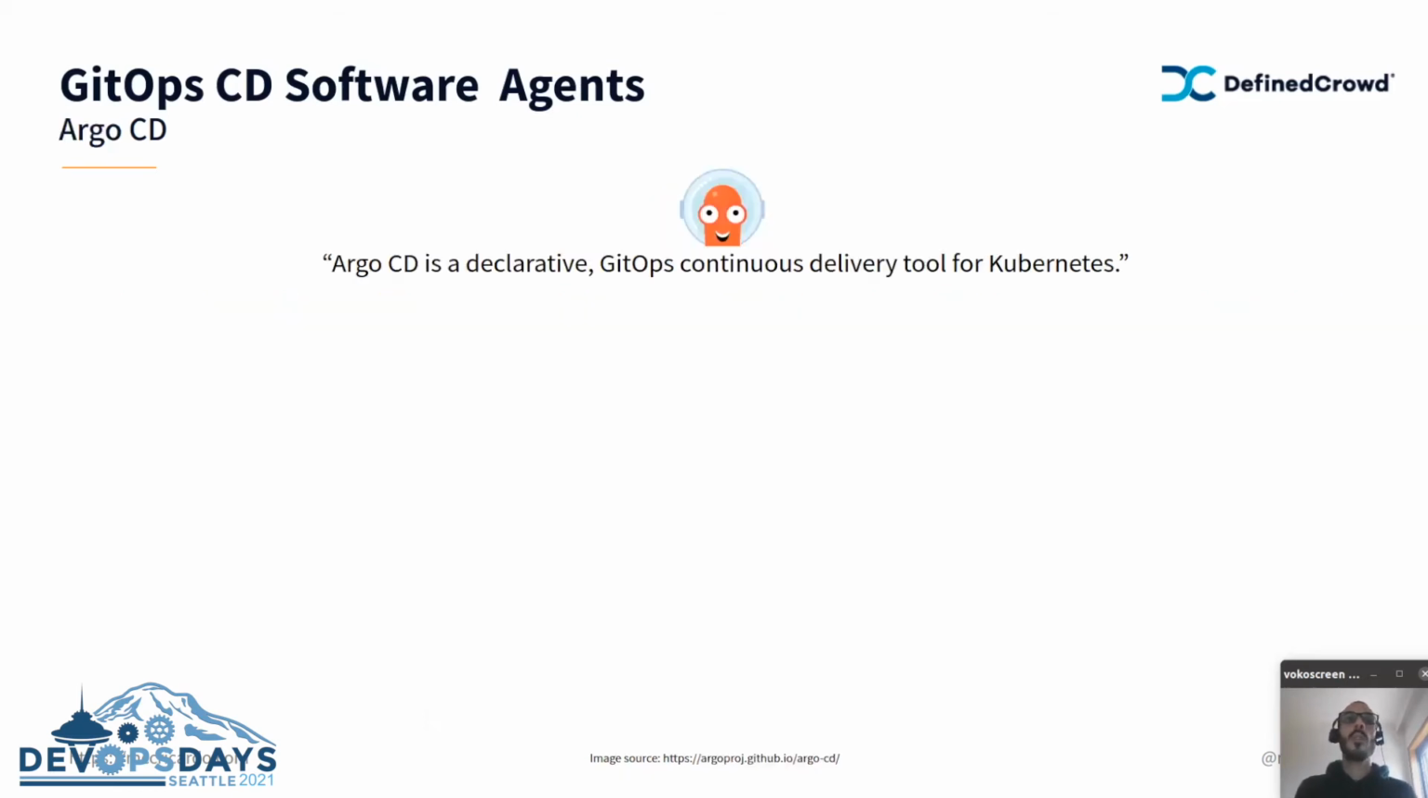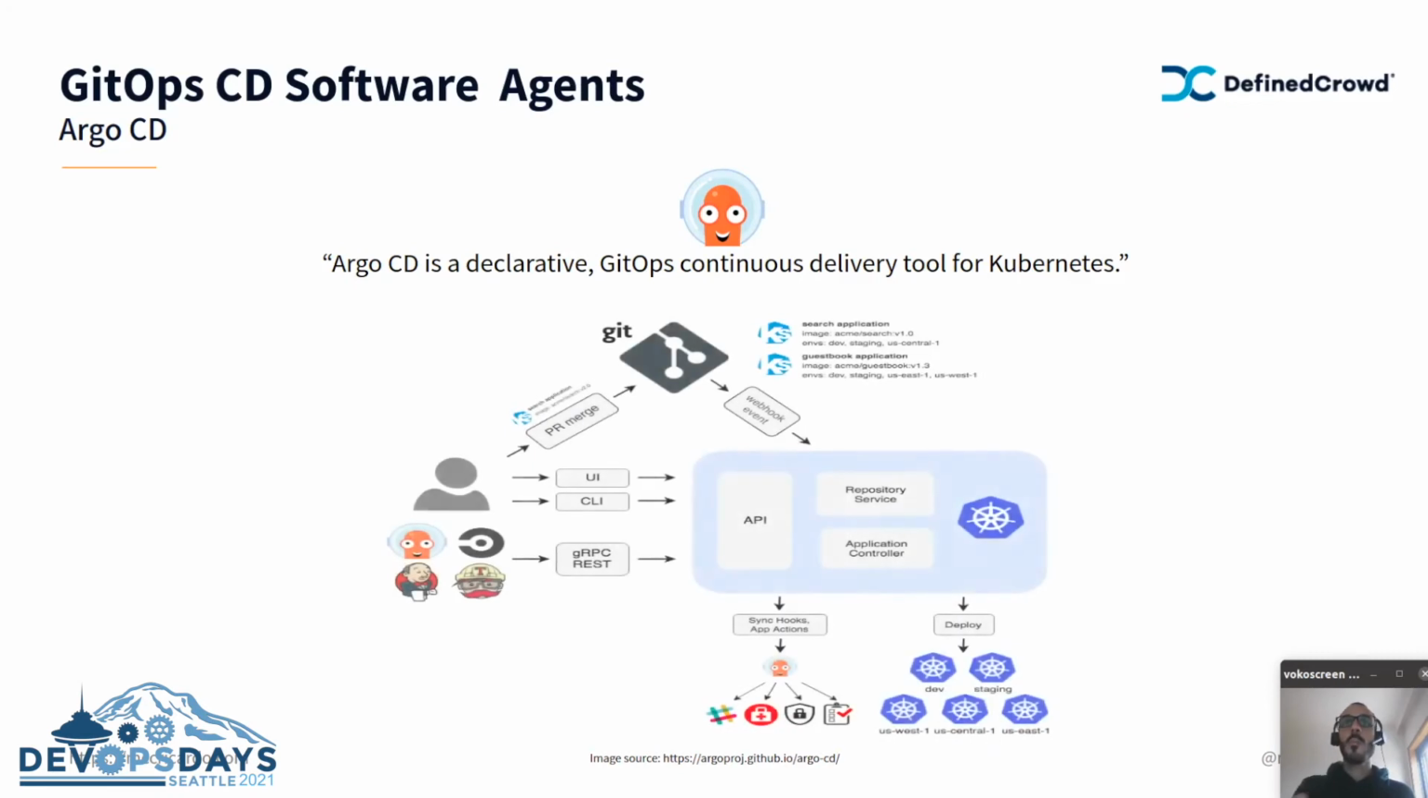Another popular software agent is Argo. Argo is a declarative GitOps continuous delivery tool for Kubernetes. On a high level, it works in a very similar fashion to Flux. It knows how to look at a definition in a Git repository and knows how to interact with the Kubernetes cluster. It also has support for Helm charts or customizations, has a very nice interface, and has a few concepts that Flux doesn't have. So it's a very nice tool and I would recommend it as a tool to explore.